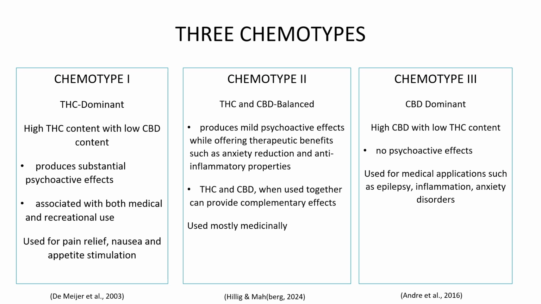Chemotype 2, it's a balance between both cannabinoids THC and CBD. It produces mild psychoactive effects and offers therapeutic benefits such as anxiety reduction and anti-inflammatory properties. It's used mostly medicinally. Chemotype 3 is CBD dominant. It has a high CBD content with a low THC content, and it has no psychoactive effects. It's typically used for medical applications such as epilepsy, inflammation, and anxiety disorders.